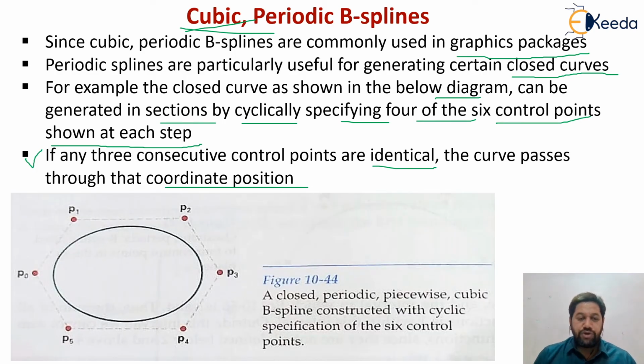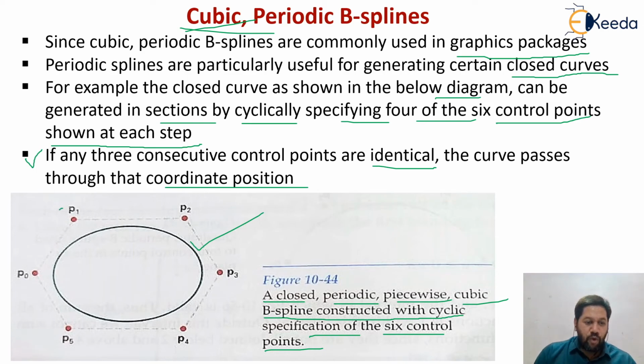Okay, and this is what is shown in the diagram. I want everyone to concentrate on the diagram. See, this is the example of my closed B-spline curve. Here it is written: a closed periodic piecewise cubic B-spline constructed with the cyclic specification of the 6 control points. You can find, out of these 6 control points, these are my 3 points. Here any 3 consecutive points are identical, they are close to each other, and automatically I get this particular shape.